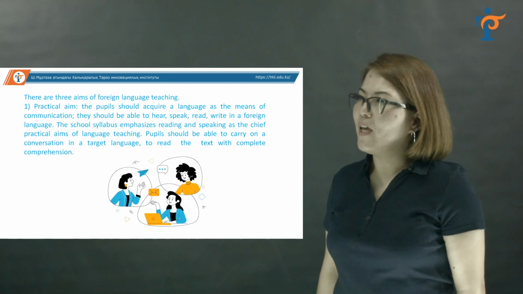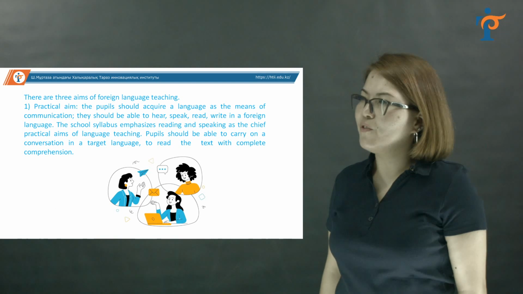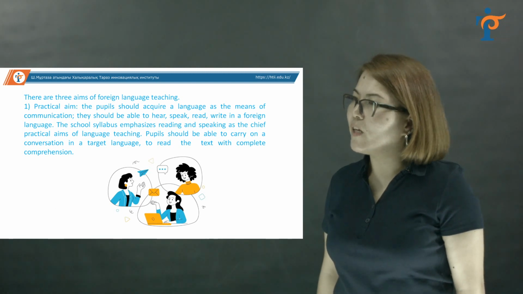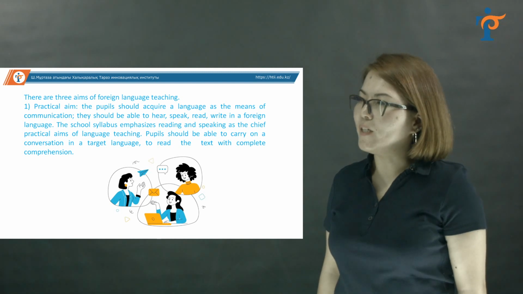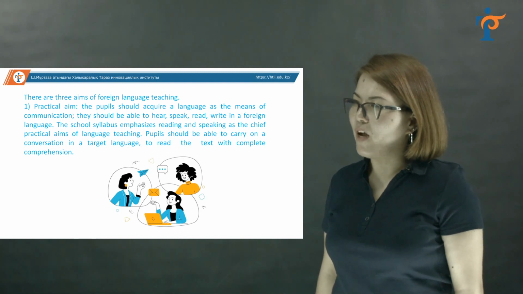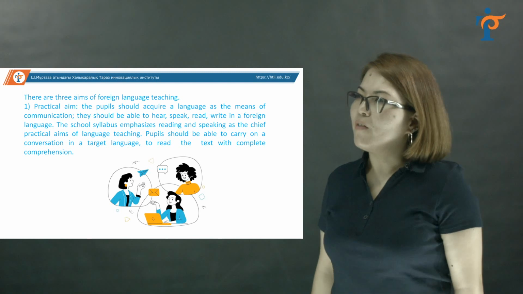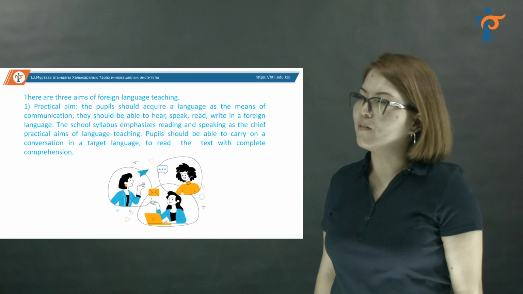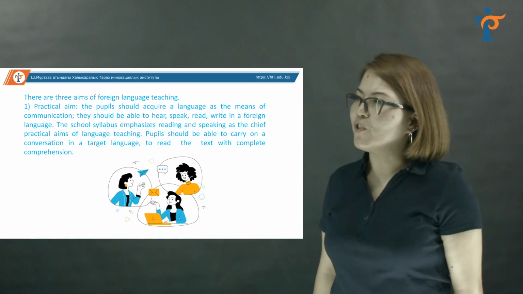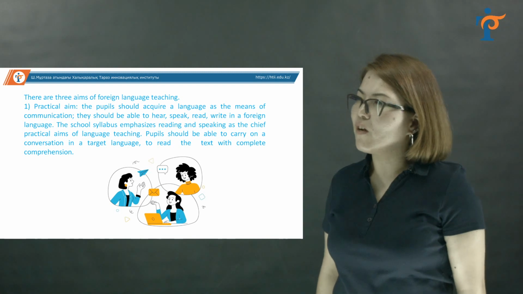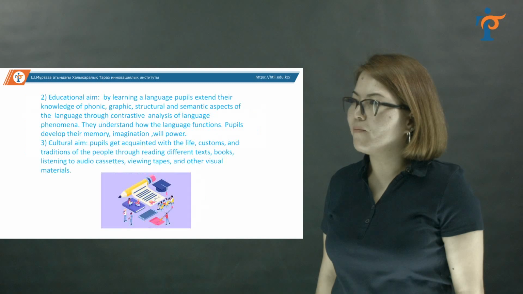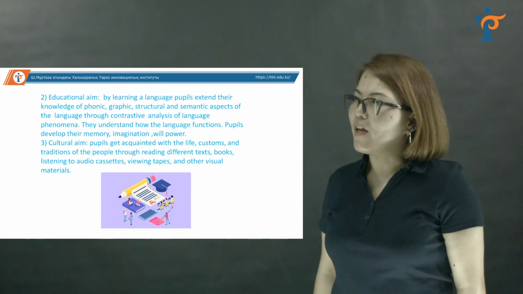There are 3 aims of foreign language teaching. The first is practical aim. The pupils should acquire a language as the means of communication. They should be able to hear, speak, read, write in a foreign language. The school syllabus emphasizes reading and speaking as the chief practical aims of language teaching. Pupils should be able to carry on a conversation in a target language, to read the text with a complete comprehension.